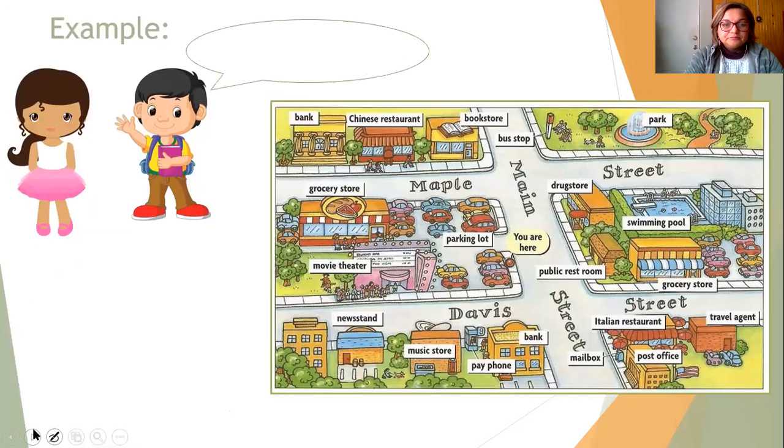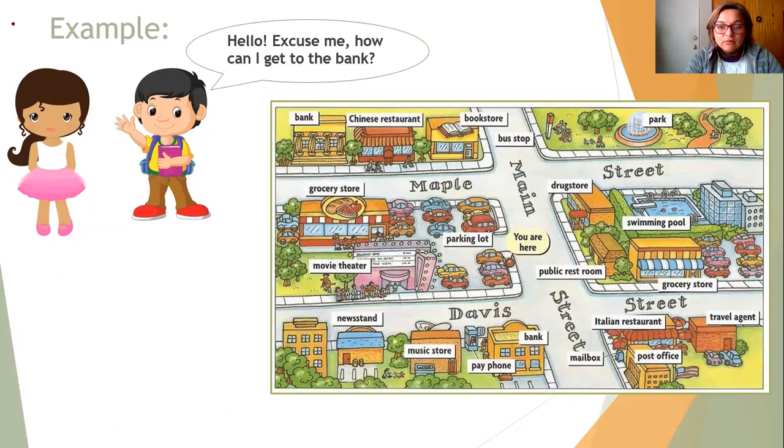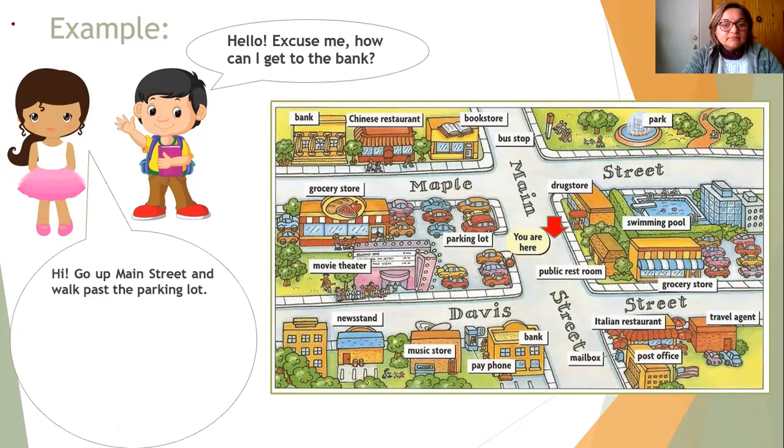Next example. Hello, excuse me. How can I get to the bank? Y ahí remember que ustedes me preguntaron, ¿por qué un niño querría ir al banco? Y había unas respuestas muy creativas para eso, ¿ya? Y tenemos la respuesta, hi, go up Main Street and walk past the parking lot.